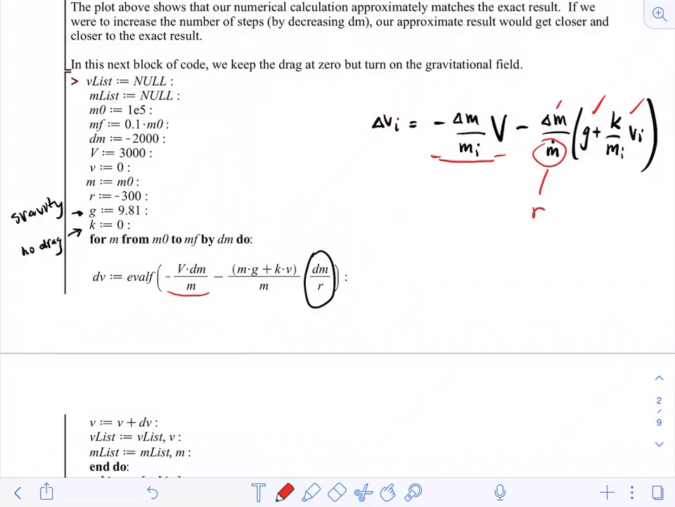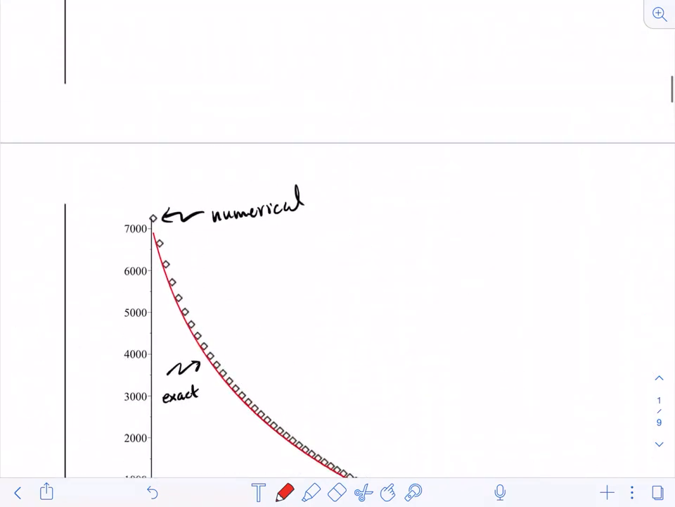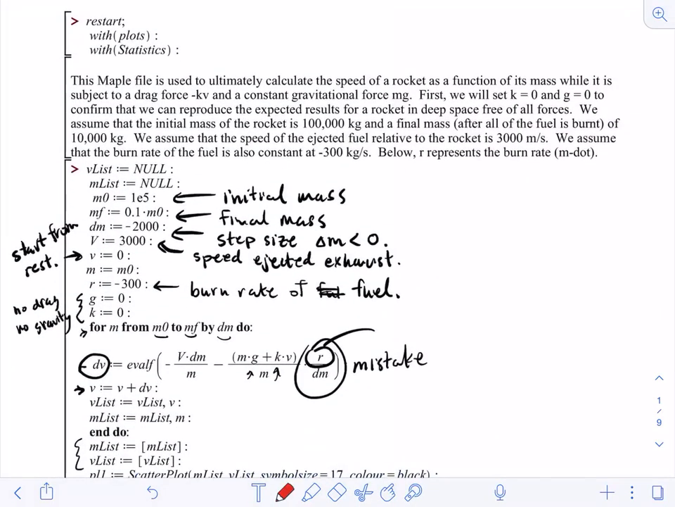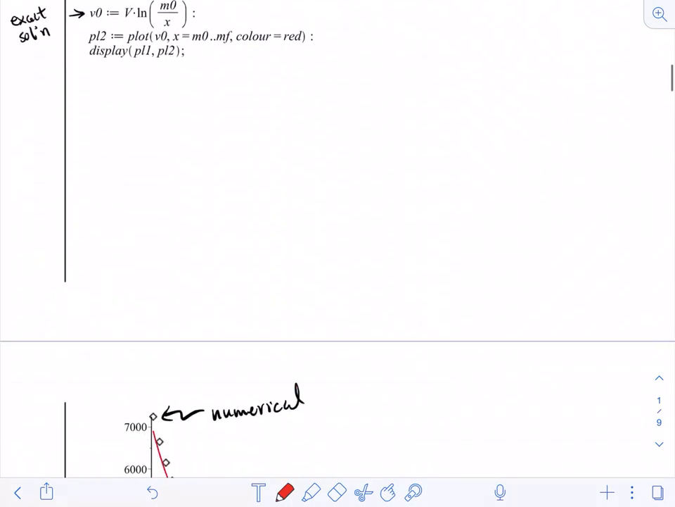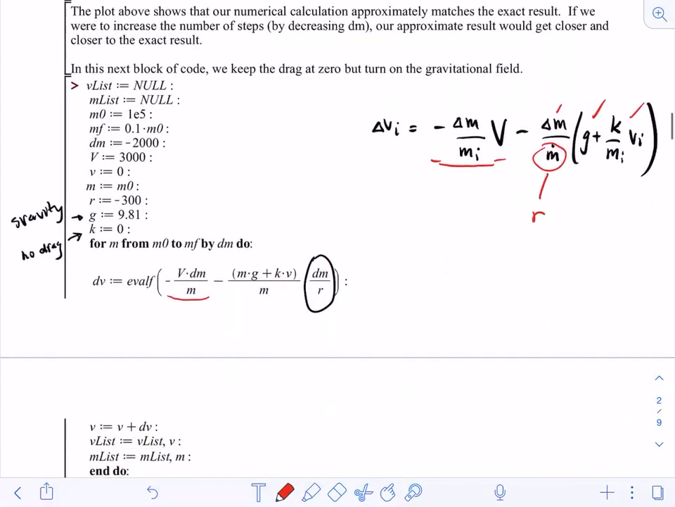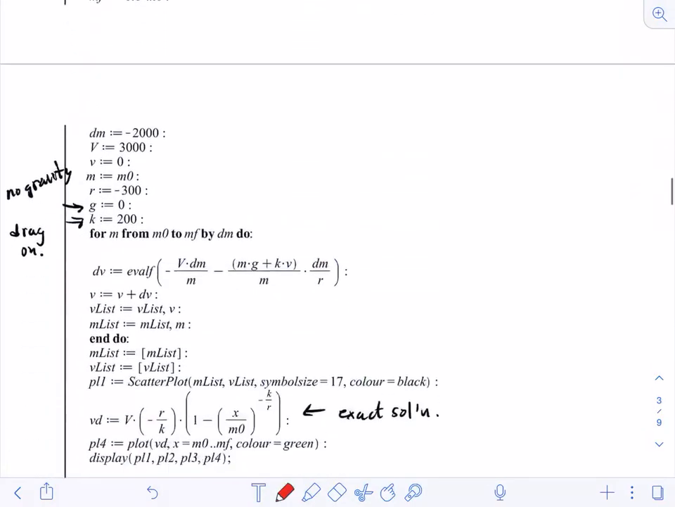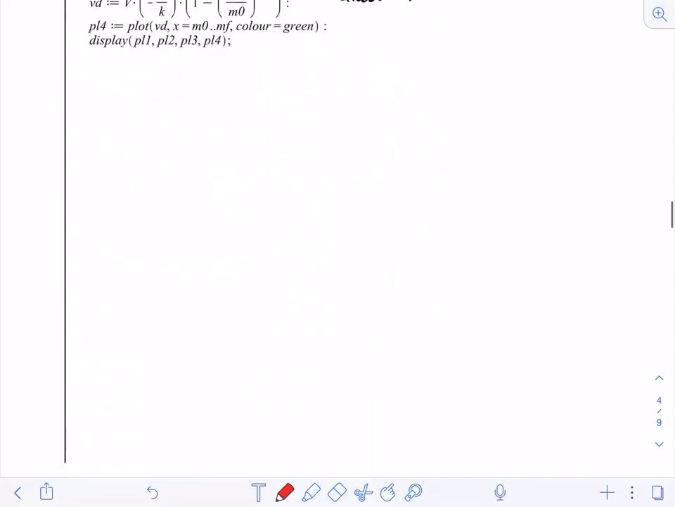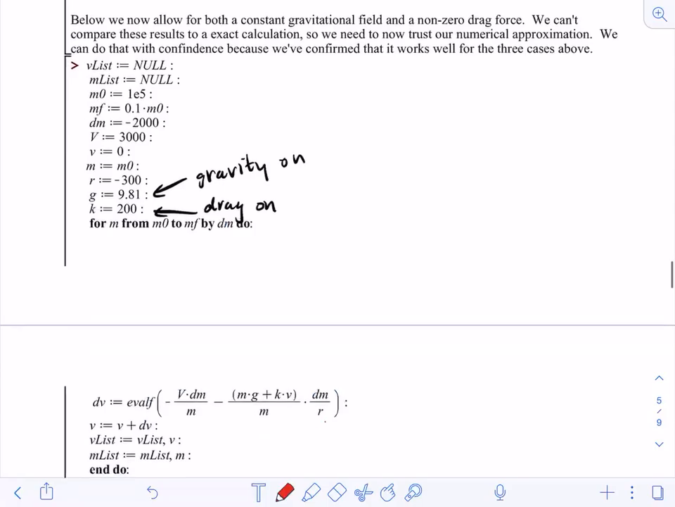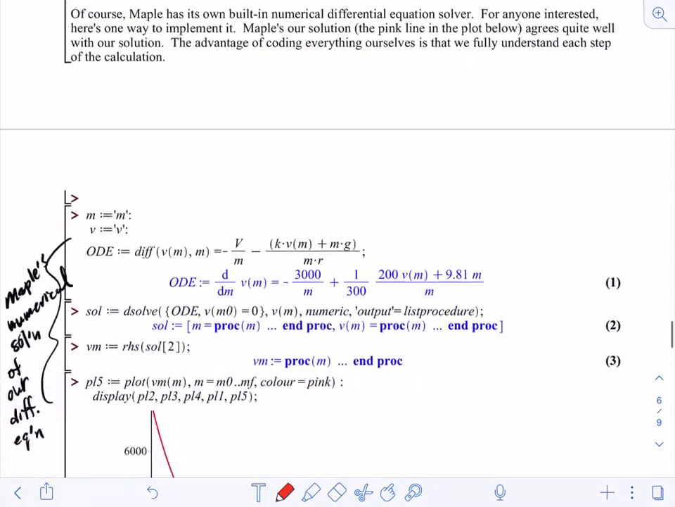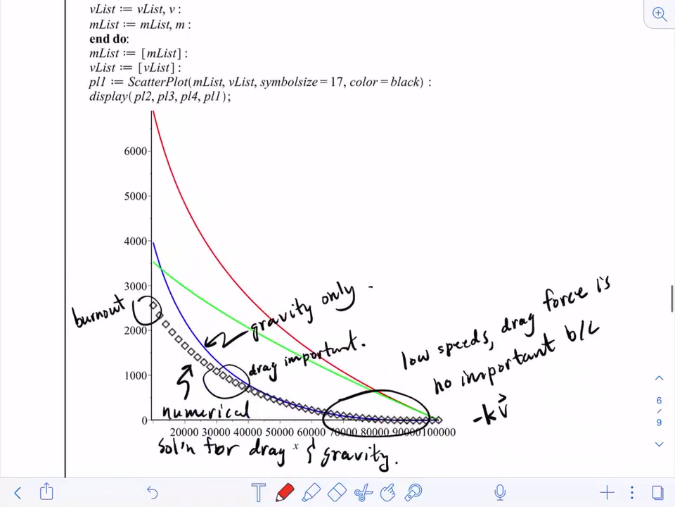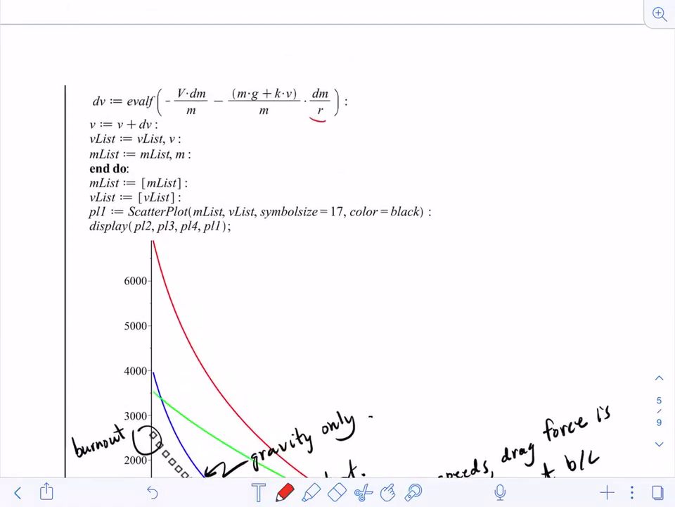What I said about r being the rate that we burn fuel at was correct. It's just that in this first example, the thing is inverted, so that's unfortunate. However, the result is right because here we had g equals 0, k equals 0. In all the other instances, it's dm over r. Okay, good. When we actually used that term in our solutions, we had it right.